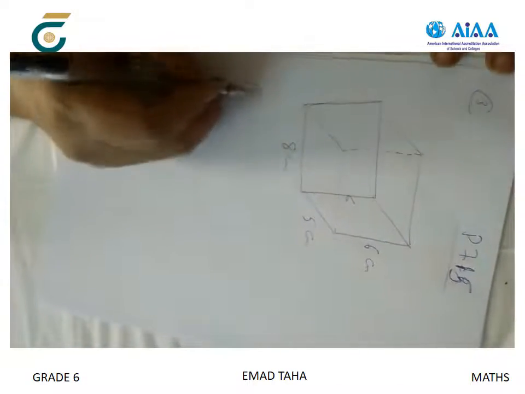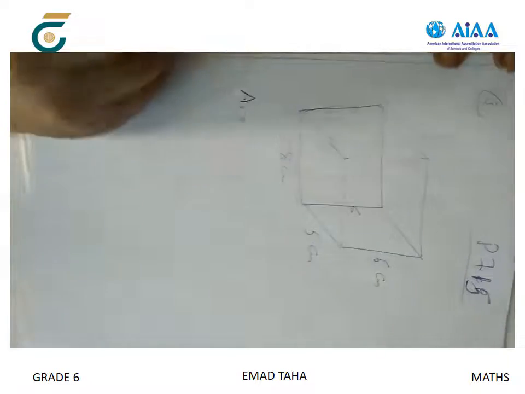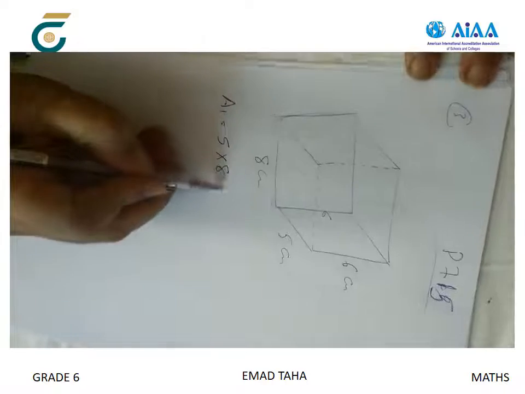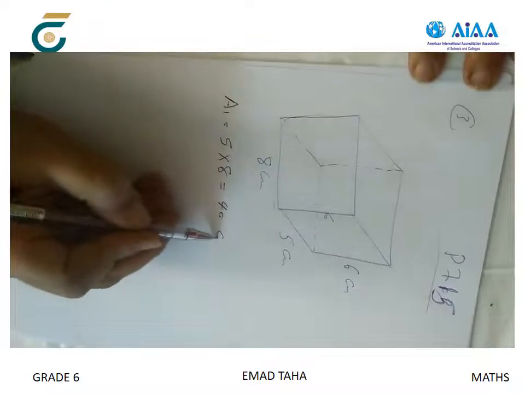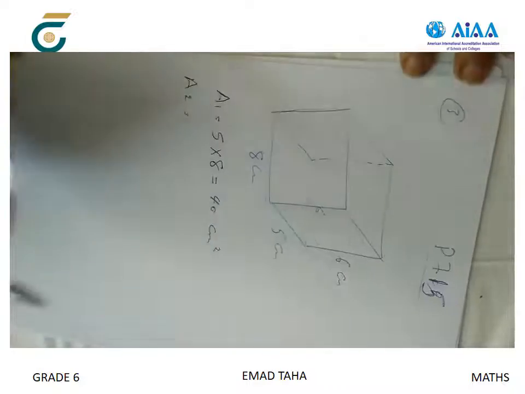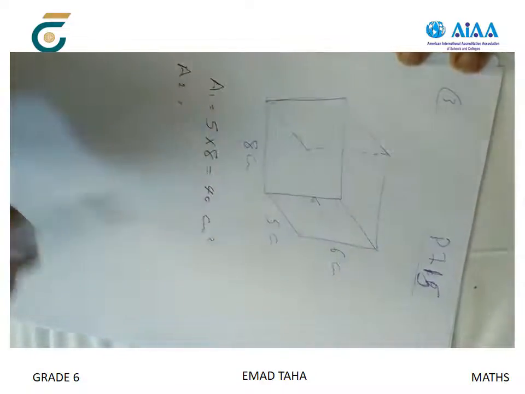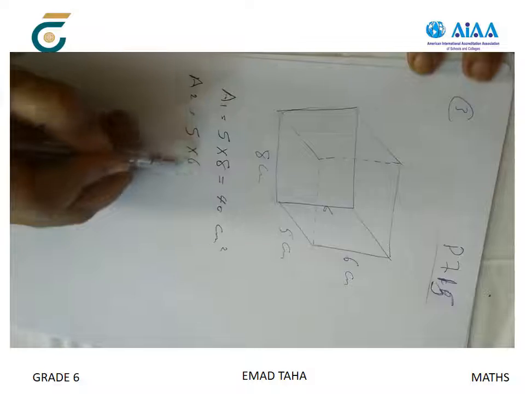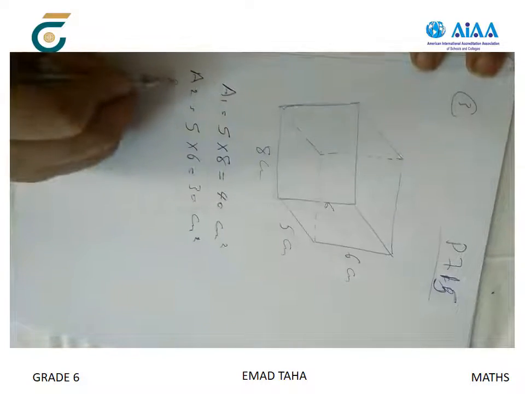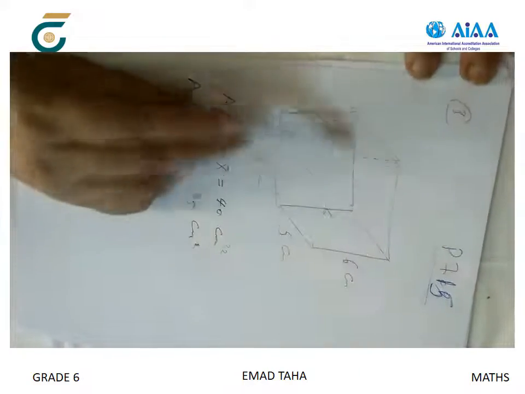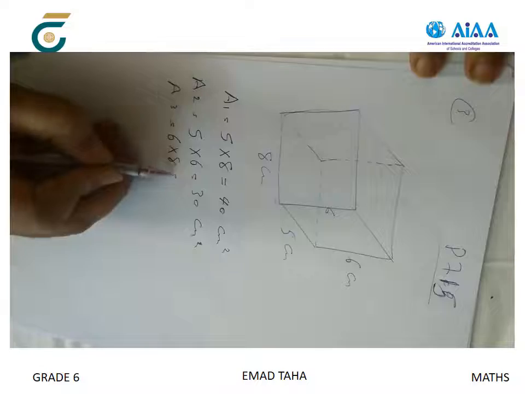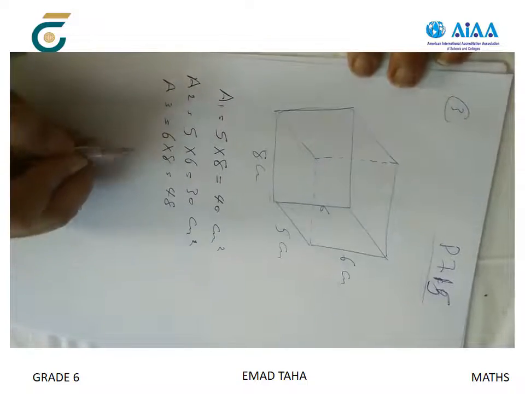So at first we find the area of the first rectangle at the base. 5 times 8 equals 40 square centimeters. The rectangle number 2 has area 5 times 6, equals 30 square centimeters. And shape number 3 has 6 and 8, so 6 times 8 equals 48.